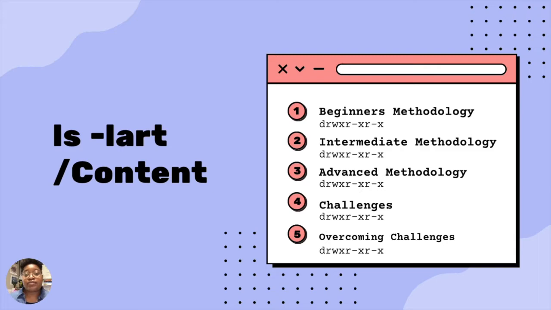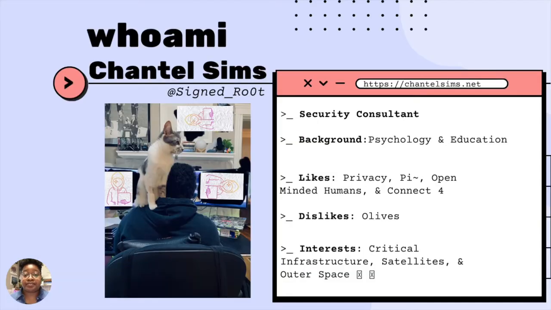So here's an outline of what this talk is going to look like today. We are going to go through different levels of methodologies based off of a pen tester's or security consultant's experience or time in the field. We're also going to look at some of the challenges that come up when you're trying to refine your methodology and how to overcome some of those challenges.